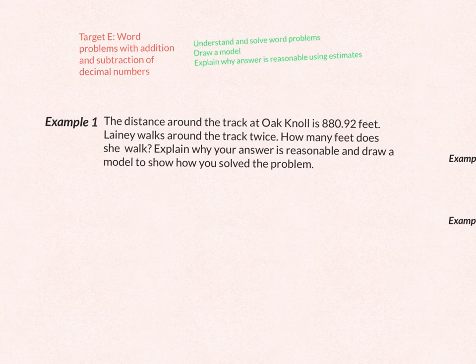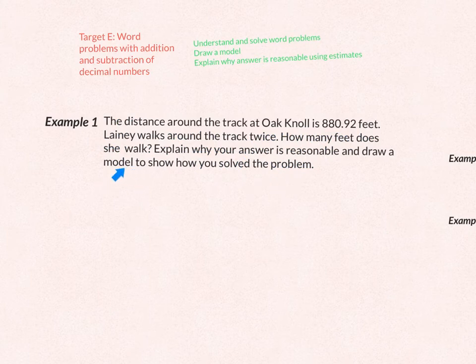Alright, so first example, you've probably seen one like this on your pre-test, and you'll have one on your test coming up. It says the distance around the track at Oak Knoll is 880 and 92 hundredths feet. Lainey walks around the track twice. How many feet does she walk? Okay, so that's just asking us for the solution. And then explain why your answer is reasonable and draw a model to show how you solve the problem.